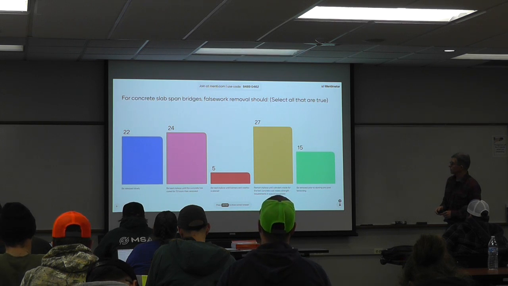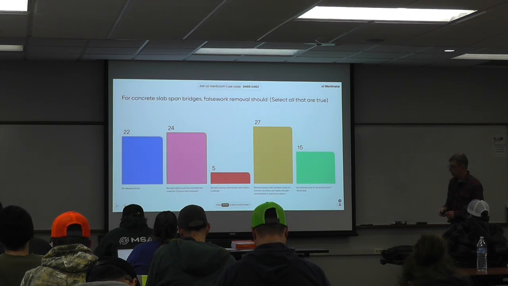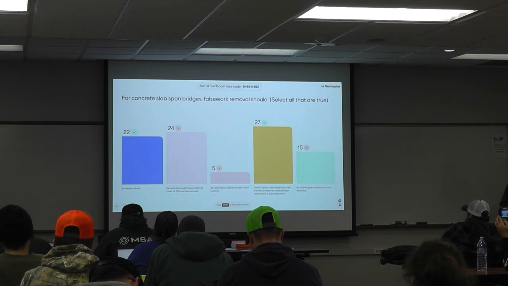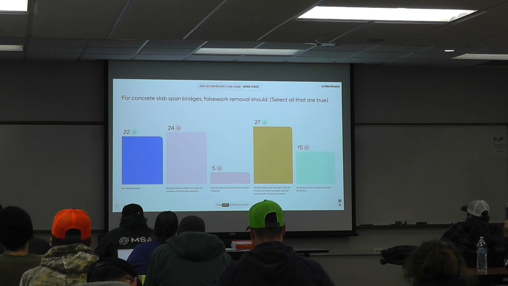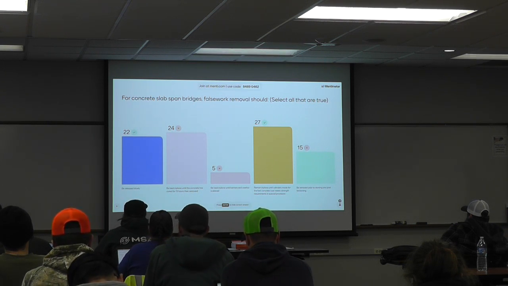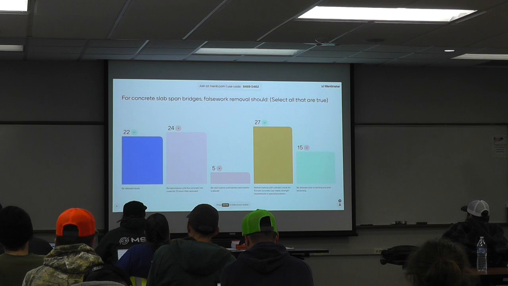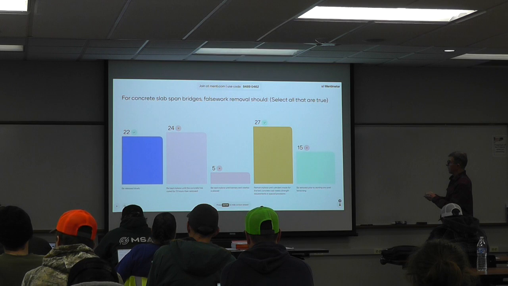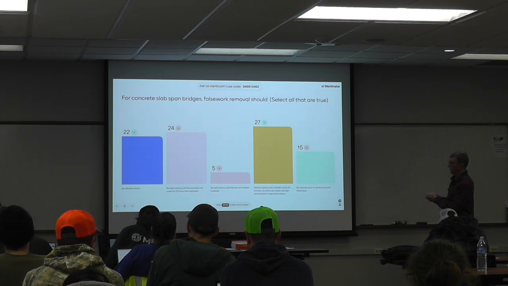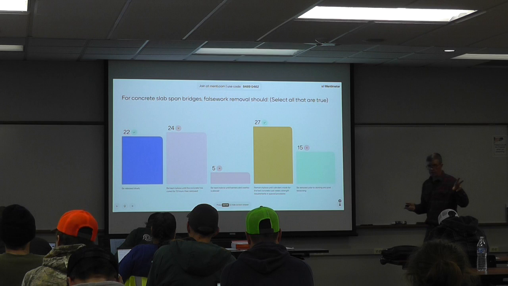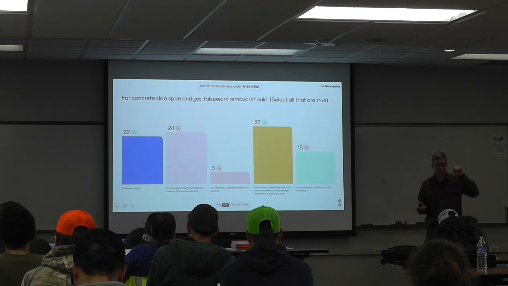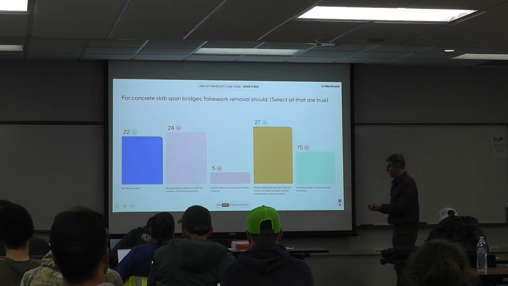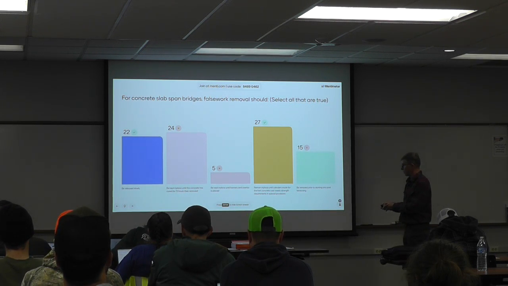Concrete slab span bridges, falsework removal should be... Select all that are true. So this is another one just to get us a little bit of practice on that. Be released slowly is correct. Be kept in place till concrete is 72 hours, then removed. When we think of what the question said, concrete slab span bridges, so we're looking at the slabs. The substructures are often 72 hours, but the superstructure elements are going to be more. They're typically 7 days. So we need more than 72 hours before we can remove.